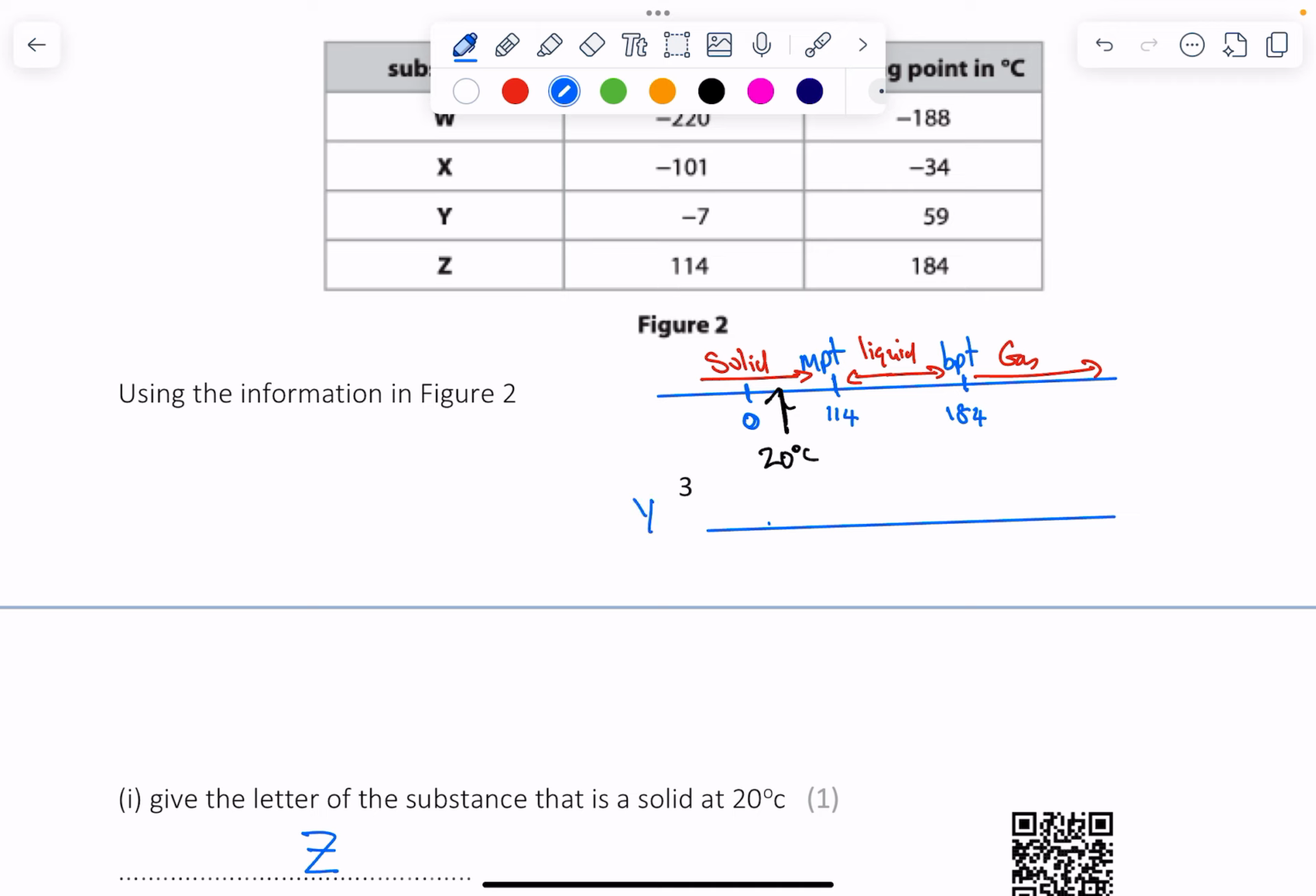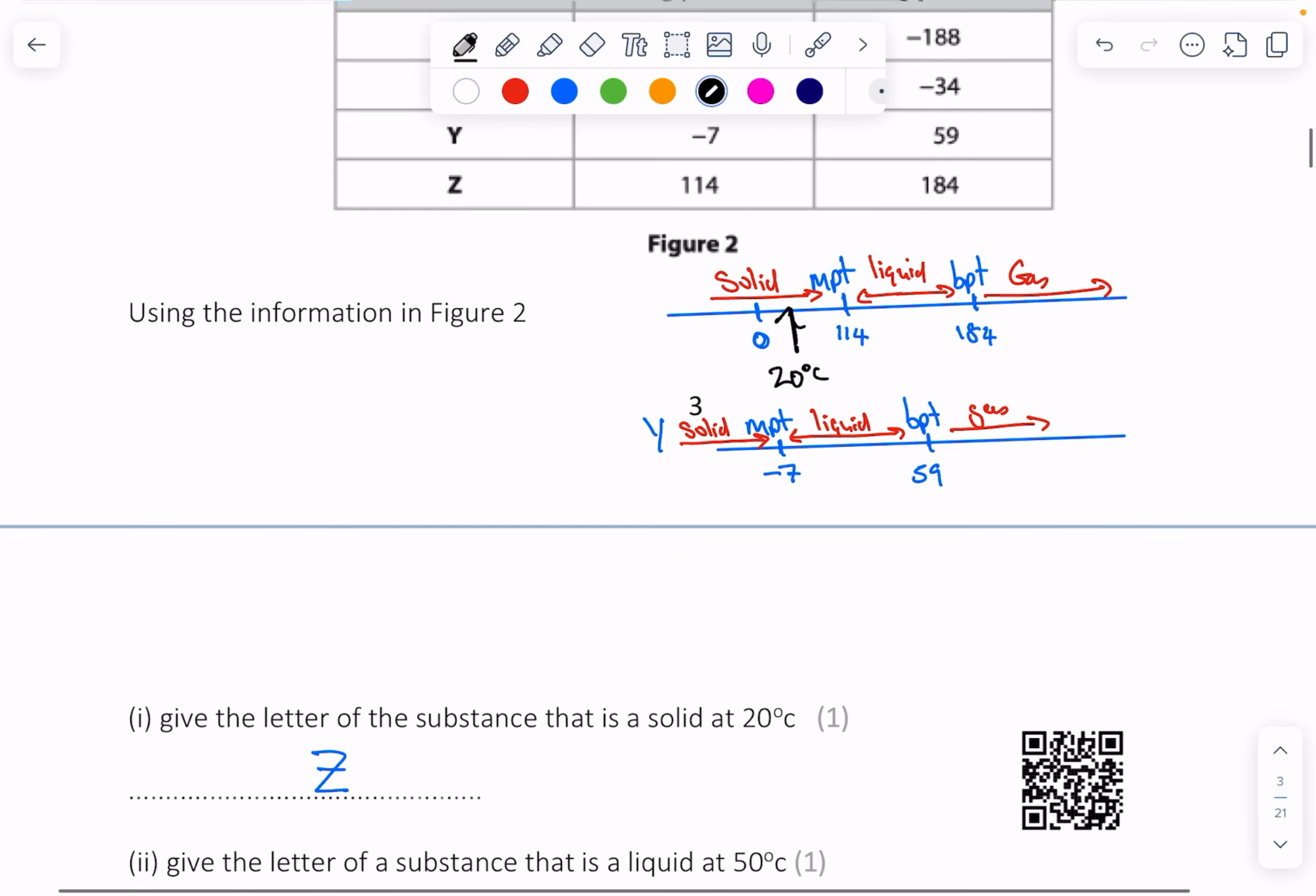So Y has got -7, and that is the melting point. And then up here you've got 59, and that is the boiling point. Let's put some conditions on here. So before it melts, it's a solid. Once it's melted and before it boils, it's a liquid. And once it's boiled, it is a gas.